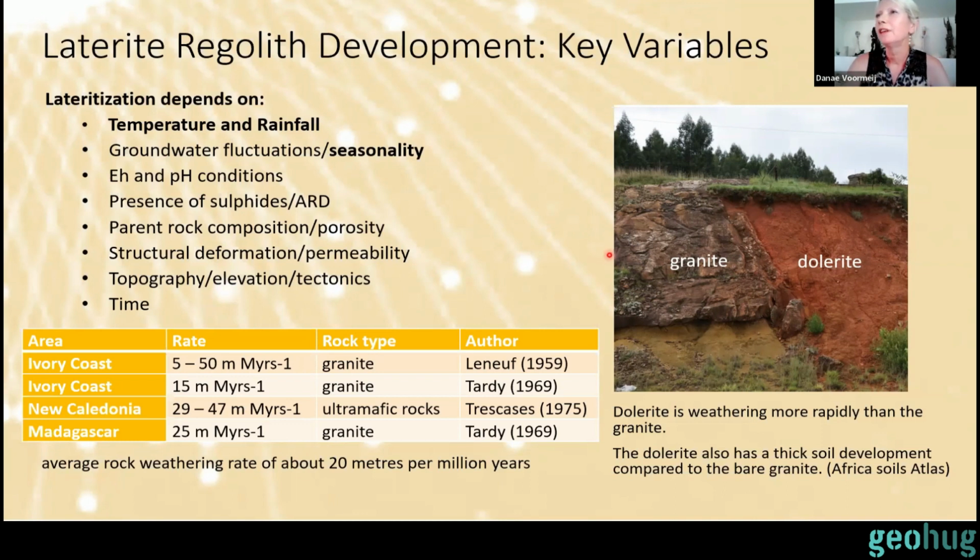If we look here on this image on the right, you can see that both those rocks have been exposed to laterite development, but the granite has a very thin soil cover and doesn't have much laterite development, whereas the dolerite is far more susceptible to deep laterite development.